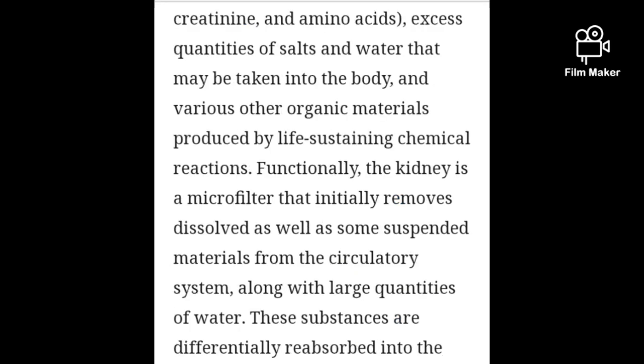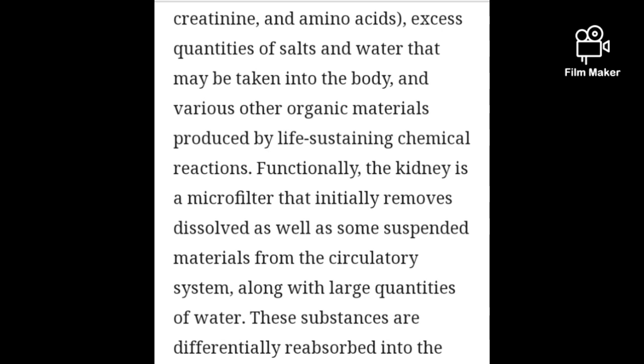Excess quantities of salts and water that may be taken into the body and various other organic materials produced by life-sustaining chemical reactions are also eliminated. Functionally, the kidney is a microfilter that initially removes dissolved as well as some suspended materials from the circulatory system along with large quantities of water.